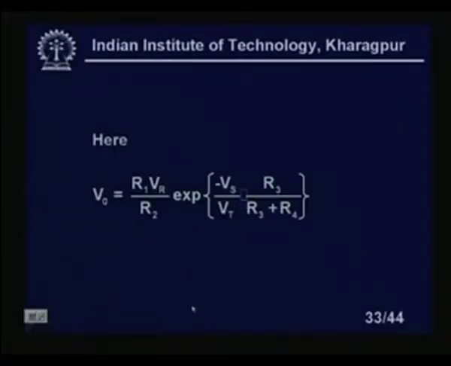So, if we make the circuit analysis, I can write that V0 equals R1 into Vr by R2, exponential of minus Vs by Vt into R3 plus R4, right. So, you can see this is a negative logarithm of the input. So, obviously this is an anti-logarithmic amplifier.